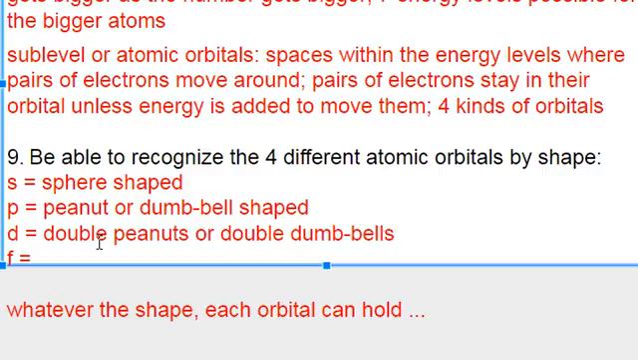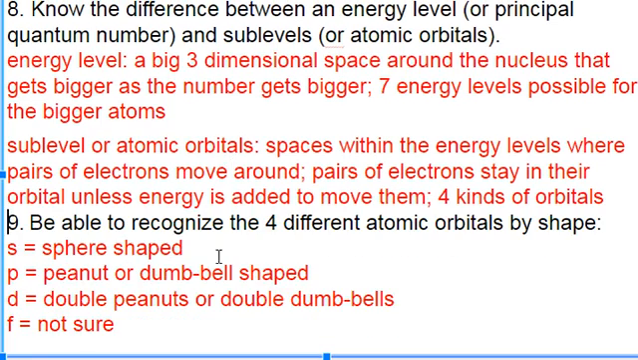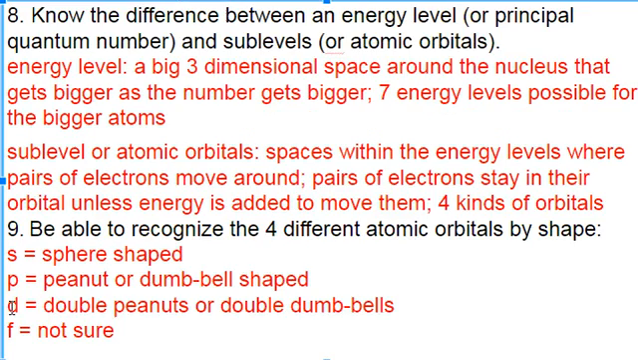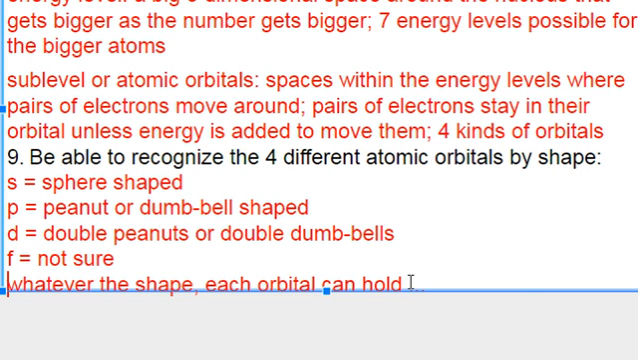What's that? Yeah, except one of them has a funky shape. You're right. We're not going to worry about that one. And then F, scientists aren't sure on that. But no matter what kind of shape it has, how many electrons fit in there? Just 2. So whatever the shape, each orbital can hold just 2 electrons.